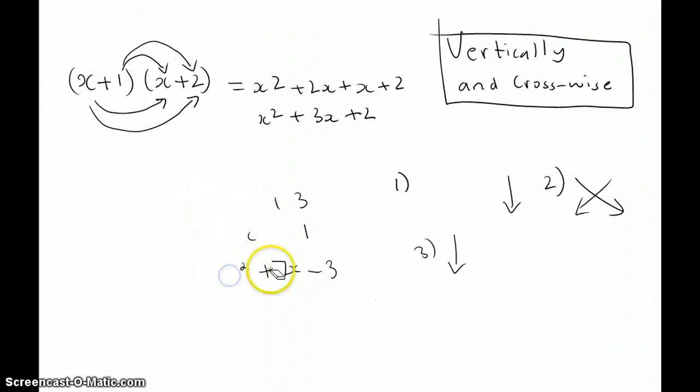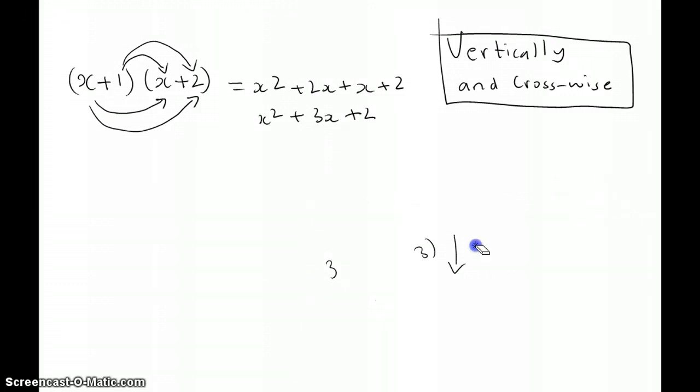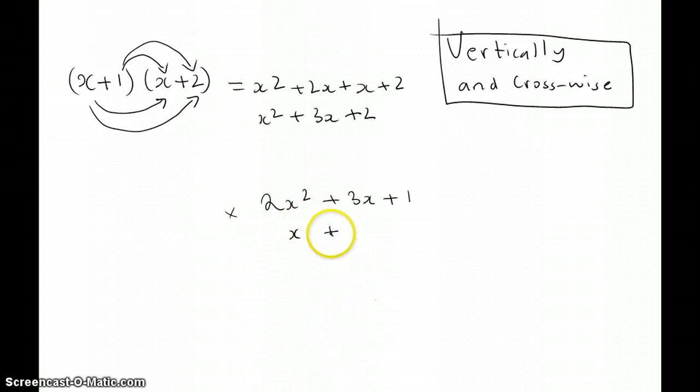Now, I'm sure you guys have got the basic idea, but let's look at a little bit more complicated problems. So, for example, let's go to 3 terms times 3 terms. So 2x squared plus 3x plus 1 times x squared plus x minus 2. Okay, so here's our problem.